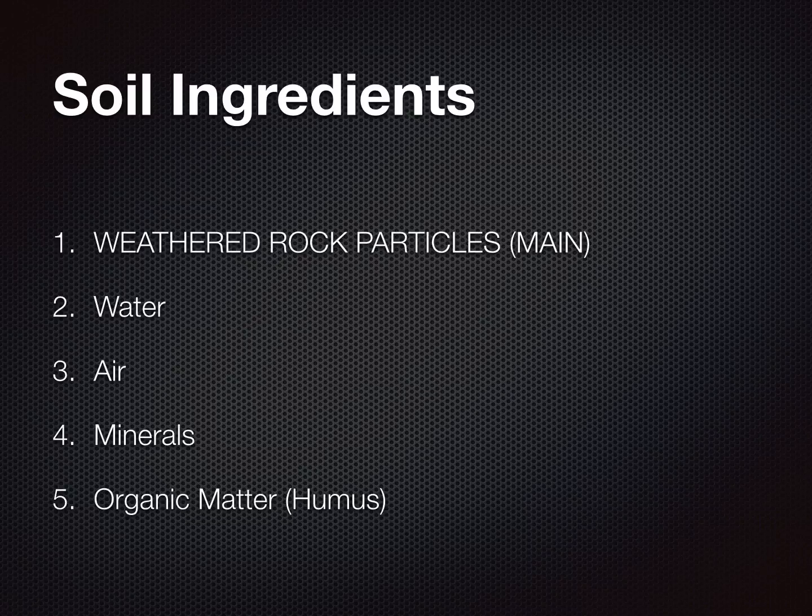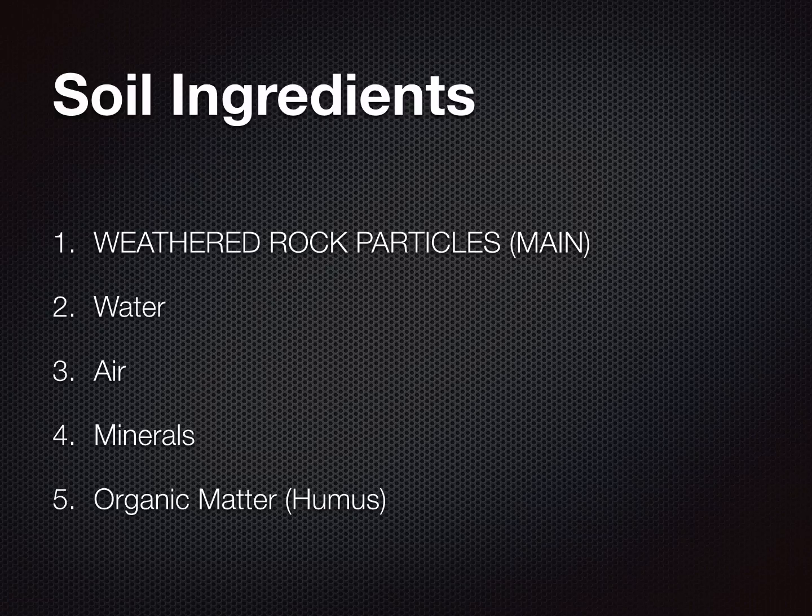The 5 soil ingredients: the first one is weathered rock particles. This is the main ingredient. Please make note in your notes that this is the main ingredient. That's why I put it all in caps. The second one is water. No explanation needed there. Third one is air. No explanation needed there. Fourth one is minerals, and rocks and minerals go together. And the fifth one is organic matter, also known as humus.